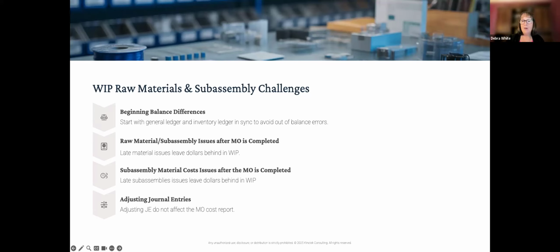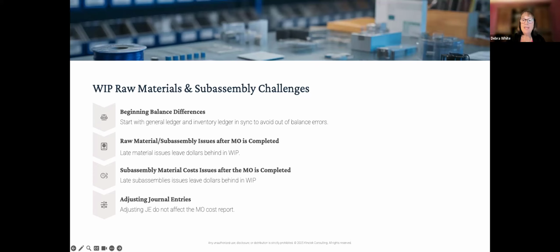Last we have here is adjusting journal entries. Again, anytime you make an adjusting journal entry, the inventory and manufacturing systems do not know about that journal entry. So you want to make sure, again, it's documented if you have to do it. And again, you do it as infrequently as you have to. And again, we'll talk about timing of that a little bit later on here.